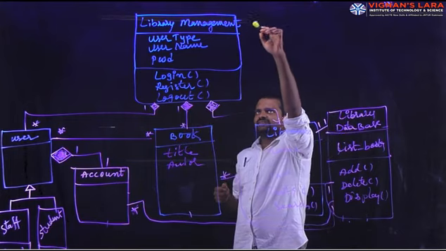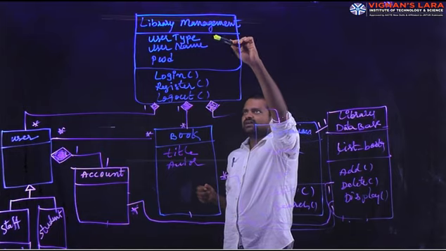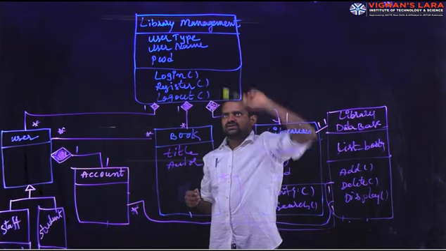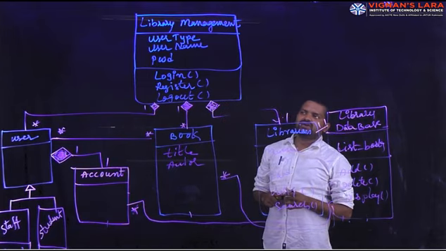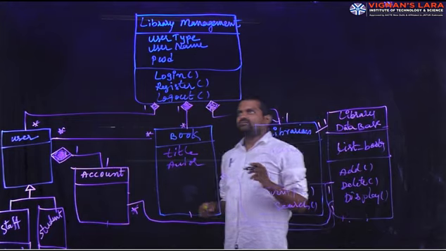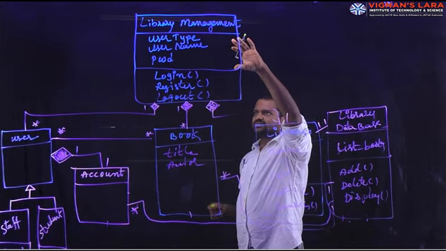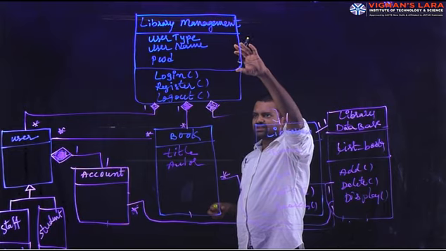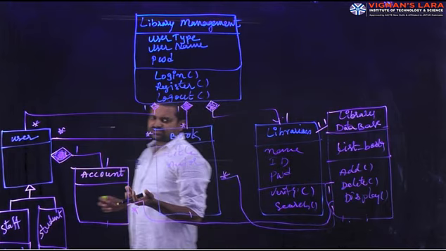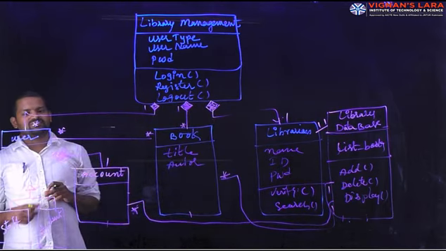Library management system is one class. In this class we have user name, user type, user password. Likewise we have different kinds of attributes for that class, and the methods provided for the library management system class are login, register and logout. Login into the library management system, do some operations and log out of the system.